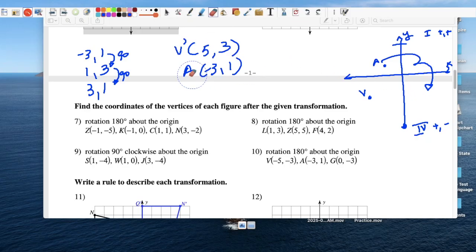So A prime is 3, 1 in quadrant 4, where the x is positive and the y is negative.